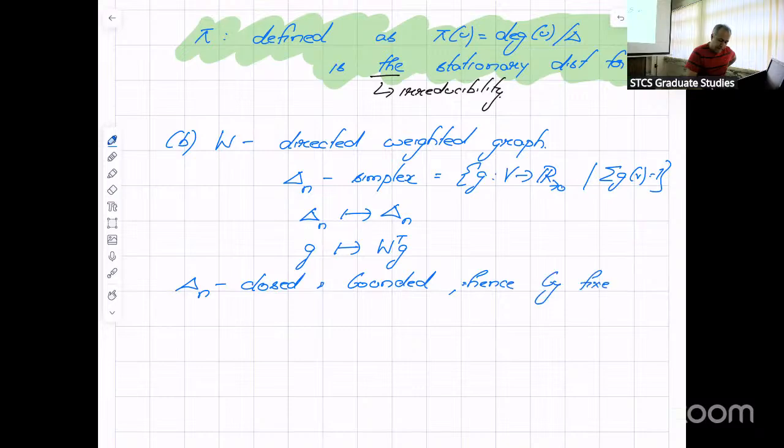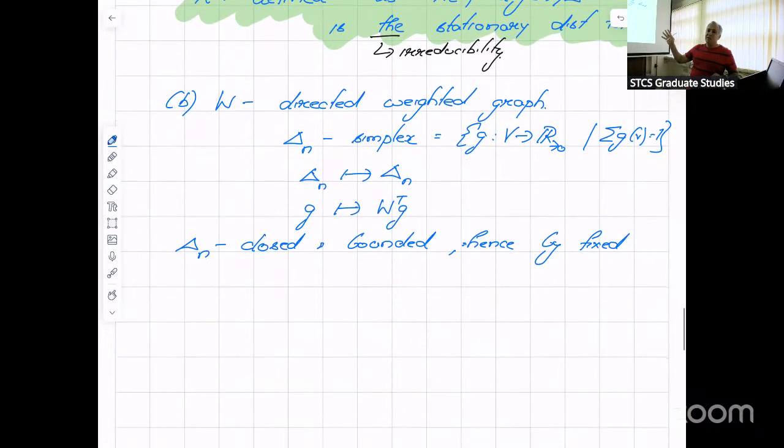Why is delta n closed? Delta n is just the set of probability distributions, things that sum to 1. So it's a closed and bounded set. You have a continuous map from a closed and bounded set to itself, so there has to be a fixed point. I'm using Brouwer's fixed point theorem. It's pulling something out of the hat. It's not elementary, but it's a quick way to see why any random walk has a stationary distribution.